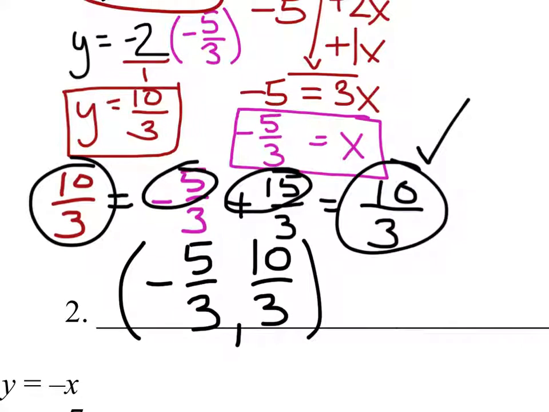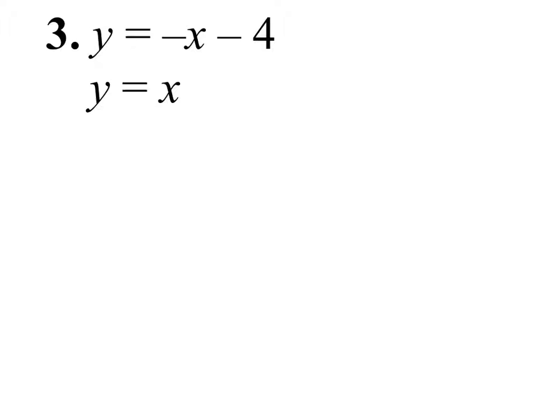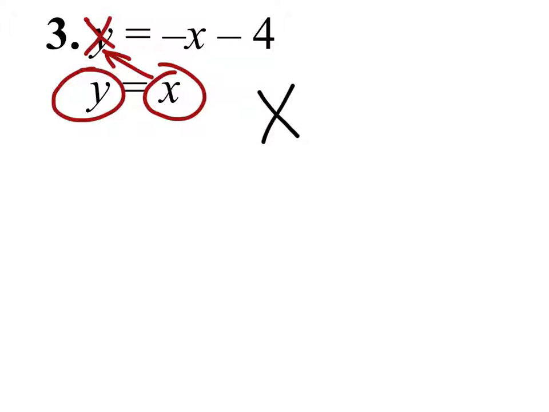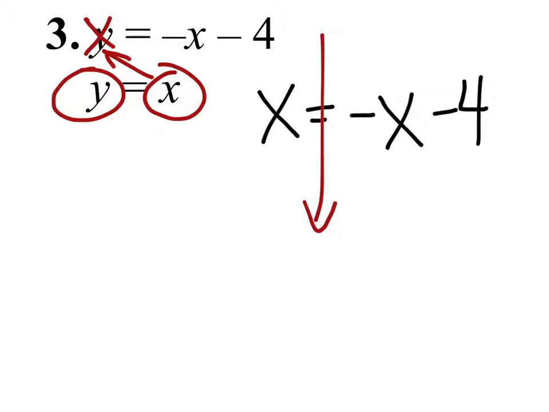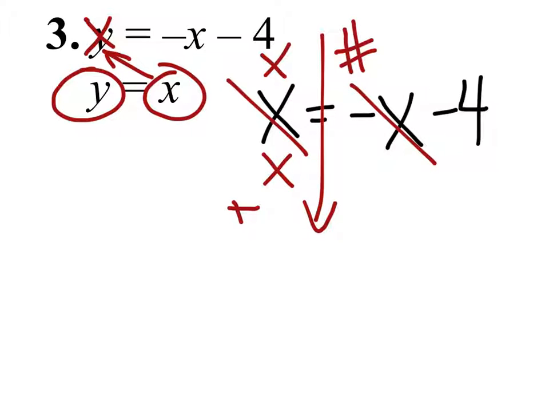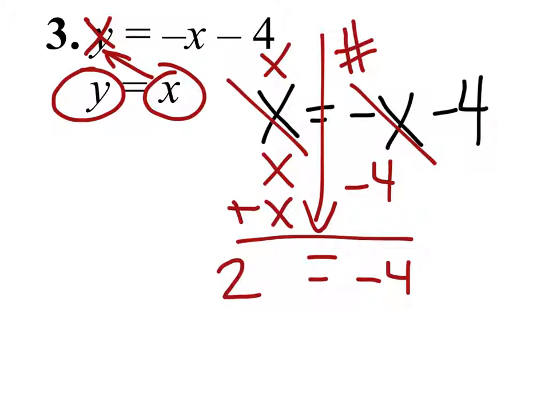I hate coordinates. All right, number 3 is great because all we've got to do is figure out a value where y is x. That'll be very easy to check. So in other words, if I take this y, which is x, and replace this y with x, I get x equals negative x minus 4. Switch and stay game. I'm going to put the x's on the left, numbers on the right. X stays, negative x switches. And negative 4 stays, so negative 4 equals 2x. So x equals negative 2.